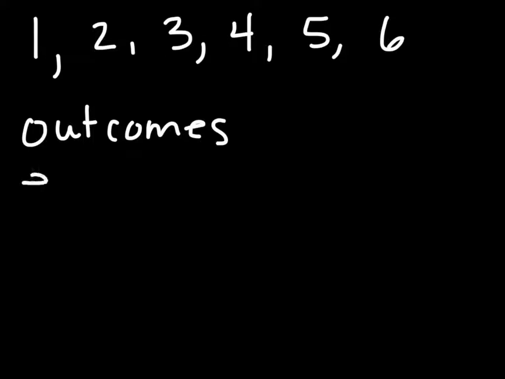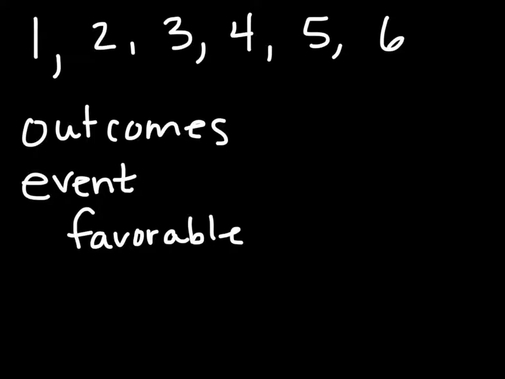An event is an outcome or a collection of outcomes, such as rolling a 1 or rolling an odd number. Once you specify an event, the outcomes for that event are called favorable outcomes. The favorable outcomes for rolling an odd number would be rolling a 1, rolling a 3, or rolling a 5.